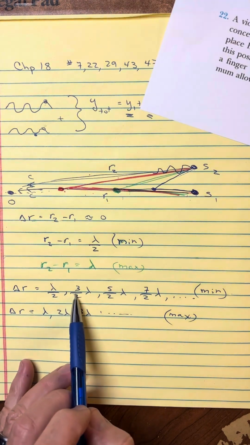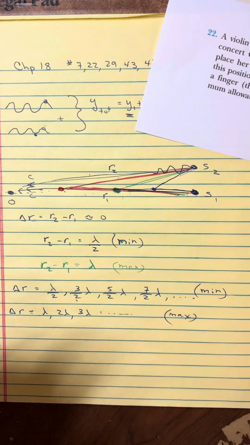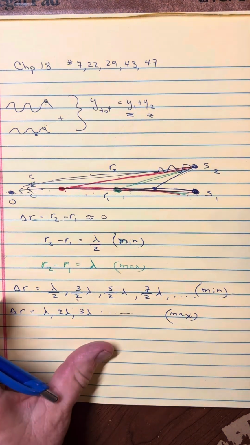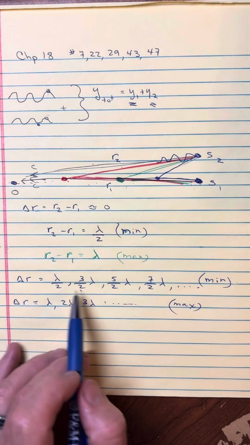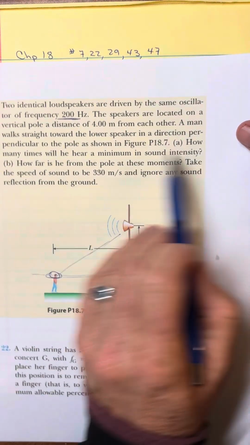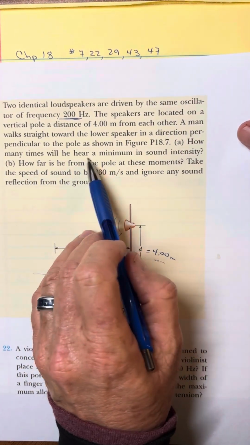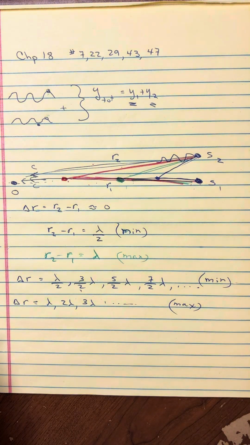We'll never get more than that. So at some point, this value is going to get greater than 4 meters, and that's why we won't get an infinite number of these. We'll just get, maybe 1 or 2 or 3 or 4. Not really sure how many. In fact, of course, that's the question. How many times will you hear a minimum in the sound intensity?